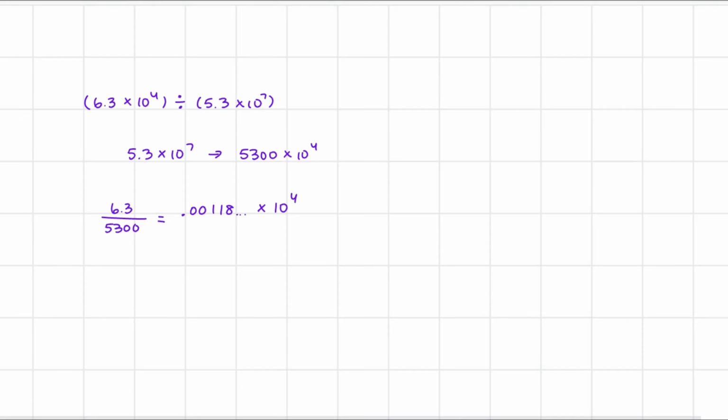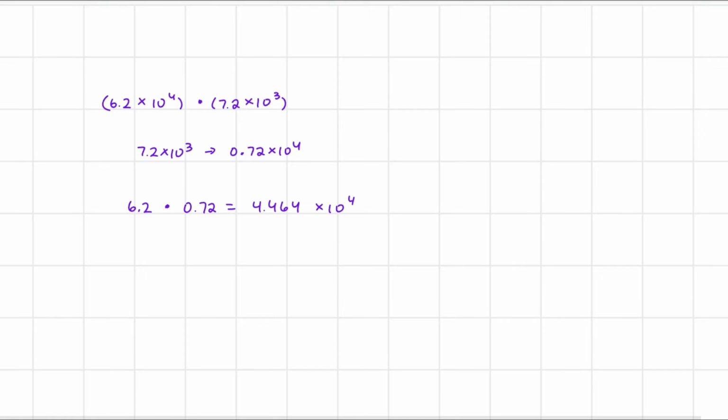We want to make it in scientific notation, so we need to move the decimal point until we get a number greater than 1 and less than 10. So this would actually be 1.18 times 10 to the power 1. And our final question, 6.2 times 10 to the 4 times 7.2 times 10 to the 3. So 7.2 times 10 to the 3 would actually be 0.72 times 10 to the 4. And once we multiply that, 0.72 times 6.2, we get 4.464 times 10 to the power 4, because it's already in scientific notation. Now let's look at equations.